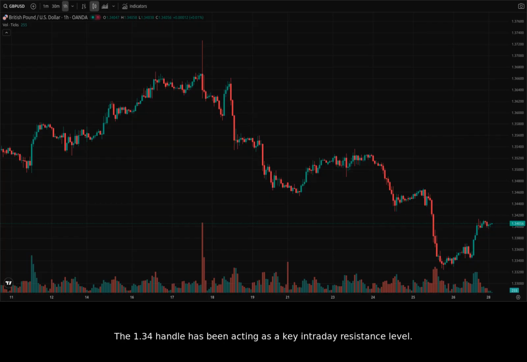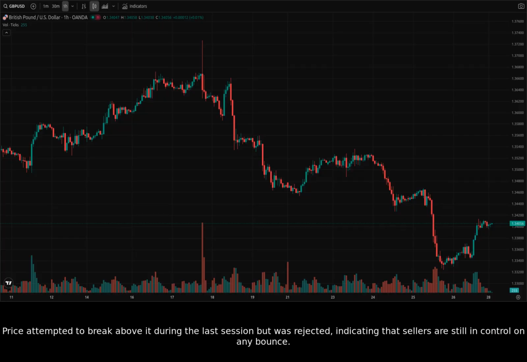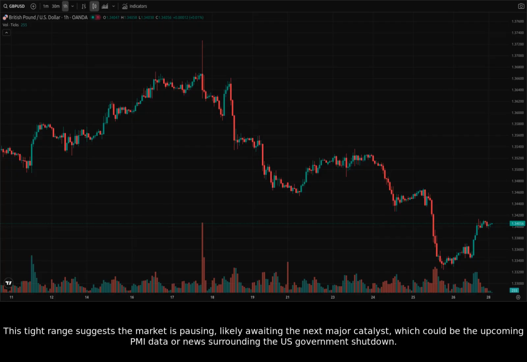The 1.34 handle has been acting as a key intraday resistance level. Price attempted to break above it during the last session but was rejected, indicating that sellers are still in control on any bounce. This tight range suggests the market is pausing, likely awaiting the next major catalyst, which could be the upcoming PMI data or news surrounding the US government shutdown.